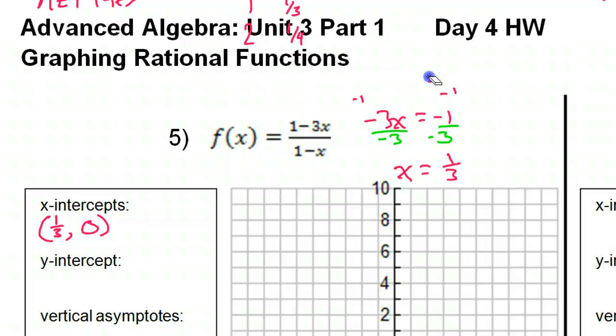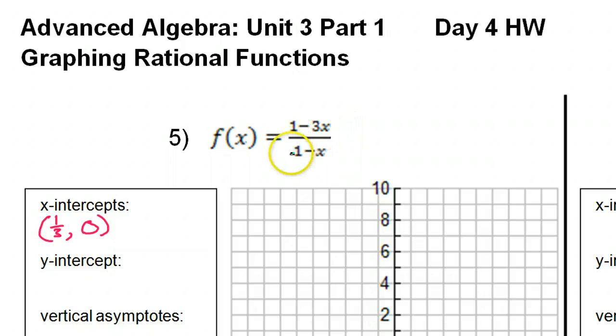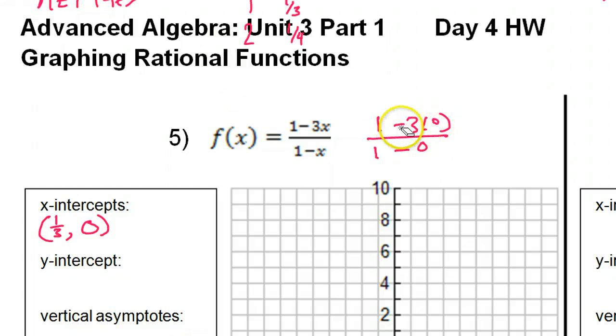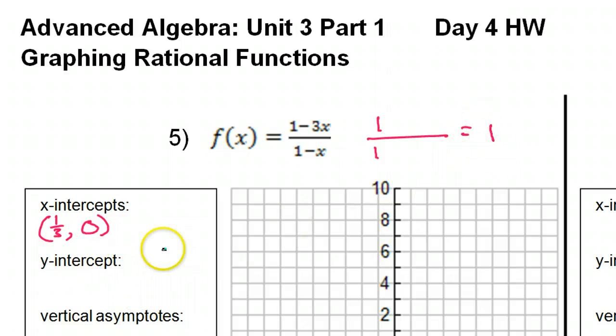If I want to find the y-intercept, what you do is you substitute 0 for x. You let x be 0. So in other words, I'm going to put in 0 here and here. So this is going to become 1 minus 3 times 0 over 1 minus 0. Well, guys, negative 3 times 0 is just 0. So that's gone. And subtracting 0 doesn't do anything. So it really quickly just becomes 1 over 1, which is 1. So that's the y-intercept that we're finding.